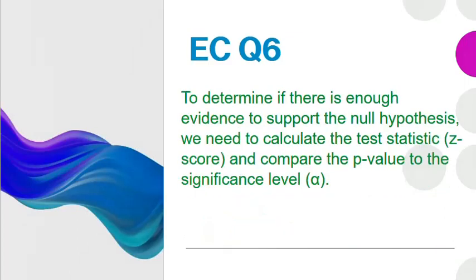So to determine if there is enough evidence to support the null hypothesis, we need to calculate the test statistic, or the z-score, and compare the p-value to the significance level, or the value of alpha. Depending on whether it is more or less than alpha, we will be able to reject or fail to reject the hypotheses, especially the null hypothesis.